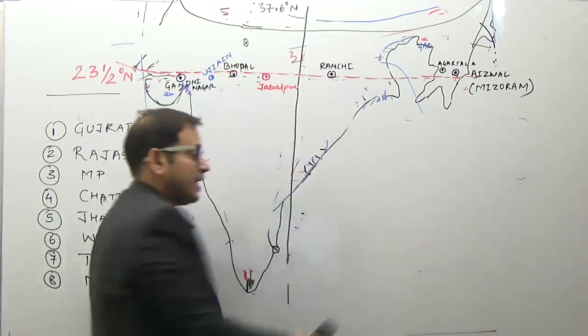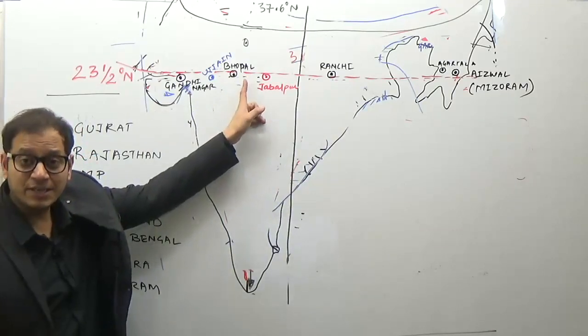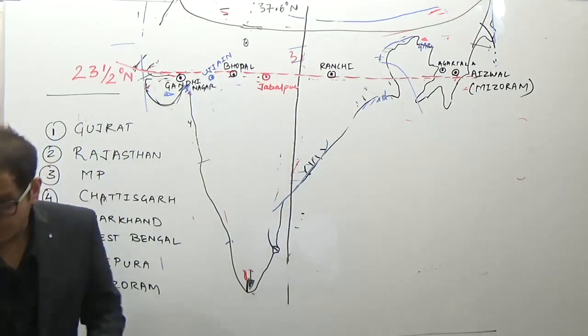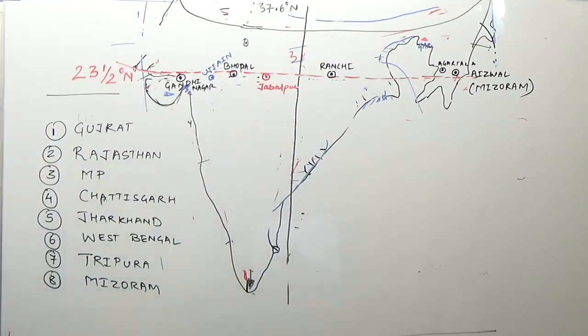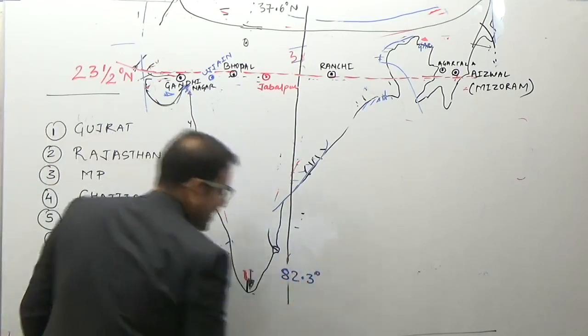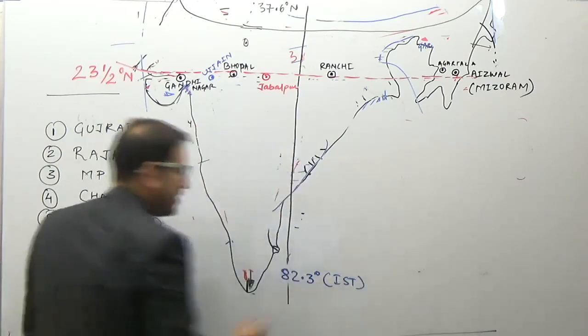So the Tropic of Cancer passes. This is the important latitude in India, the Tropic of Cancer, while the important longitude in India is 82.3 degree east, which serves as the Indian Standard Time. It is the longitude through which we determine the Indian Standard Time.